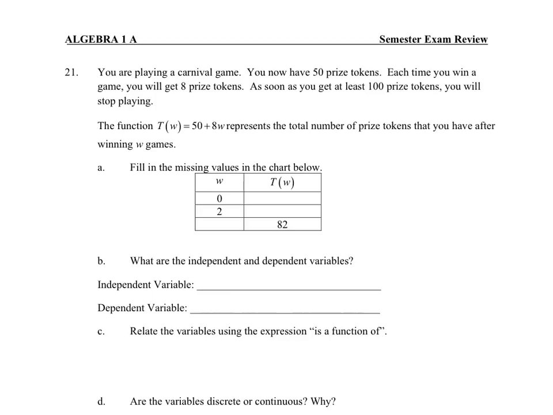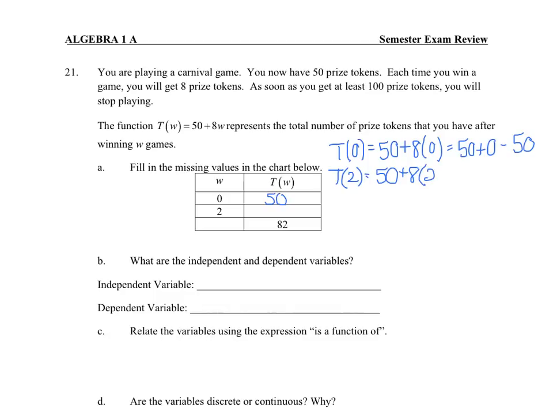So we know that we have t of w. In this first case, we want t of 0, so that's when w is 0. So we'll have 50 plus 8 times 0. And 8 times 0 is 0, so 50 plus 0, which equals 50. So we know t of 0 is going to be 50. Next we're going to do t of 2, and that's when we have 50 plus 8 times 2, because w is 2. So this is 50 plus 16, which is 66. So t of 2 is 66.